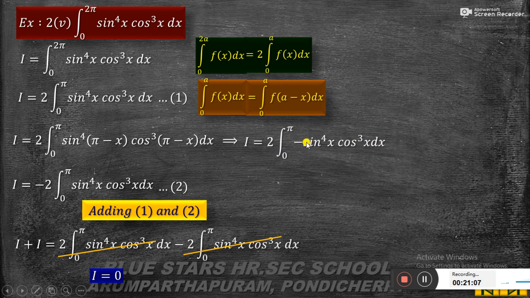So the next step, this minus I write outside. So minus 2 into integral 0 to pi sine power 4x cos cube x dx. This is equation number 2, and this is equation number 1. Now we add 1 and 2.